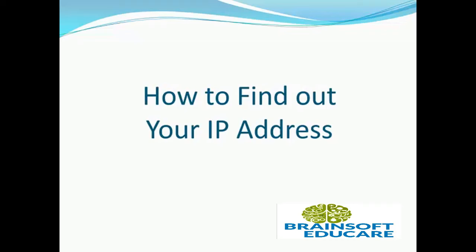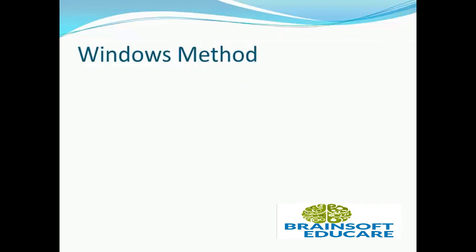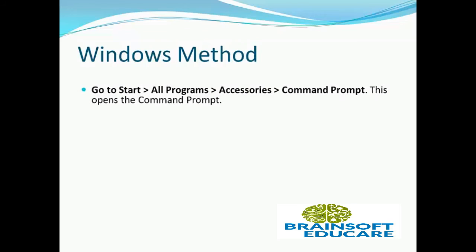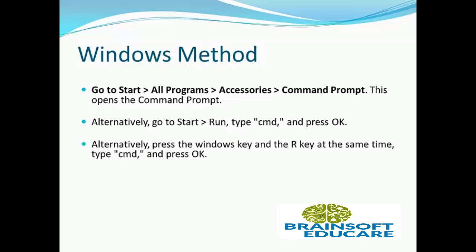Now, how to find your IP address? The Windows method. Go to Start, All Programs, Accessories, and open Command Prompt. Alternatively, go to Start, Run, and type CMD and press OK. Alternatively, press the Windows key and R key together and type CMD, press OK. All of these three will open up the command prompt.